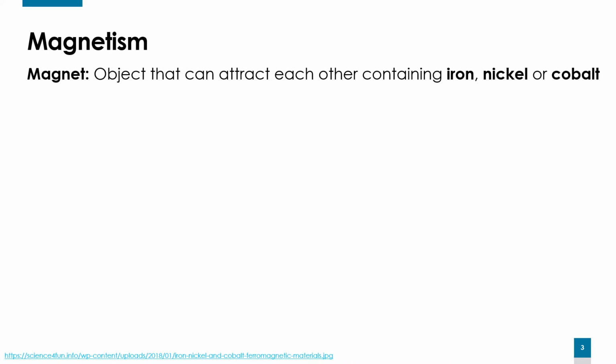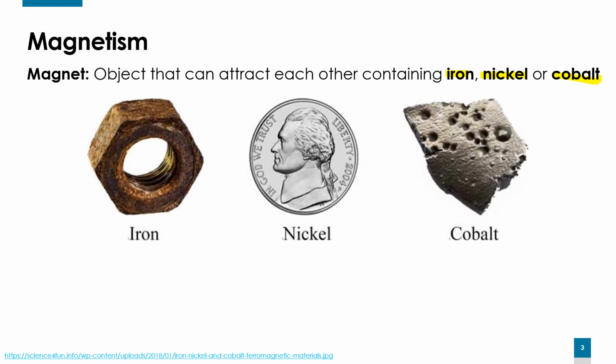A magnet is an object that can attract others and usually contains iron, nickel, or cobalt. Okay. So iron is very common. We can see it almost everywhere. Nickel is usually used to make coins, and cobalt is usually used in industry to make equipment and a lot of things.